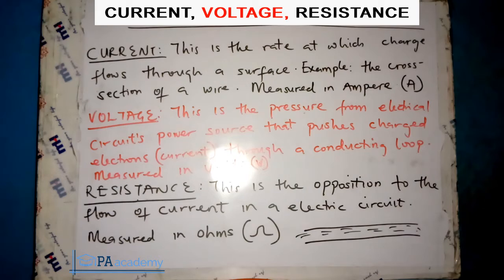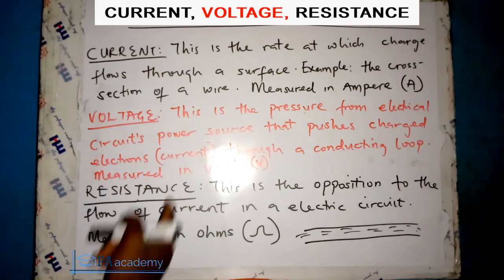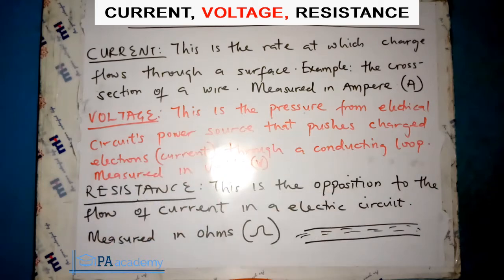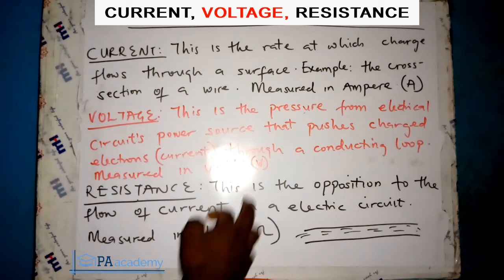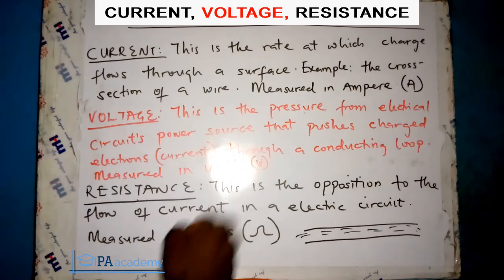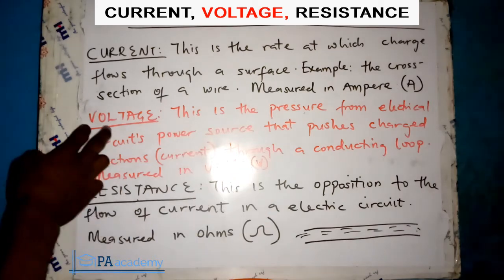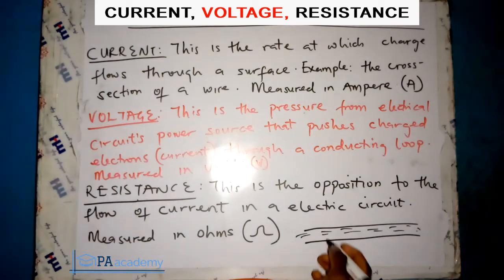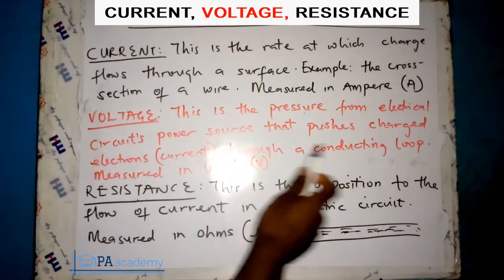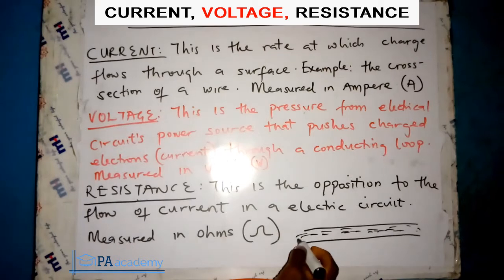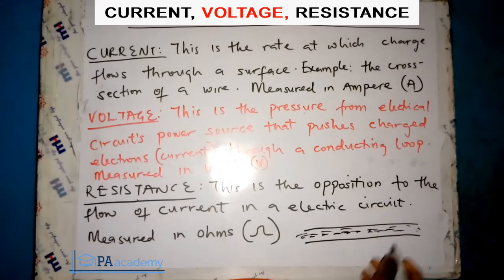Now let's look at voltage. It says this is the pressure from an electric circuit power source that pushes charged electrons, which is the current, through a conducting loop, and it is measured in volts. That is V. The unit is V. So when you just write the unit, you write V. Now the charges that are flowing through this wire, the pressure from the electrical source that pushes the charge is what is the voltage.